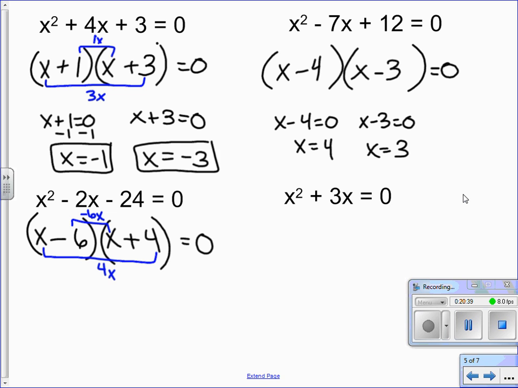And I set my factors equal to 0, so x minus 6 equals 0, and x plus 4 equals 0, and my two solutions are positive 6 and negative 4.